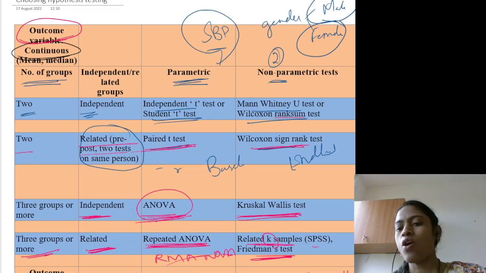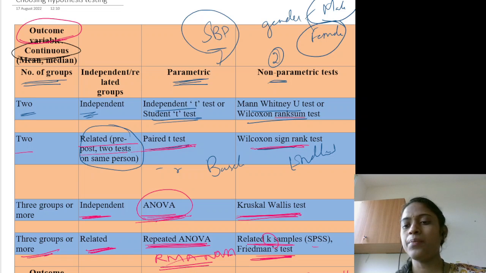So now we have 4 groups, and these 4 groups are related because it is before and after in the same population. In this situation we will use RM ANOVA, if it follows the assumption. If it doesn't follow the assumption, then we will use Friedman's test.